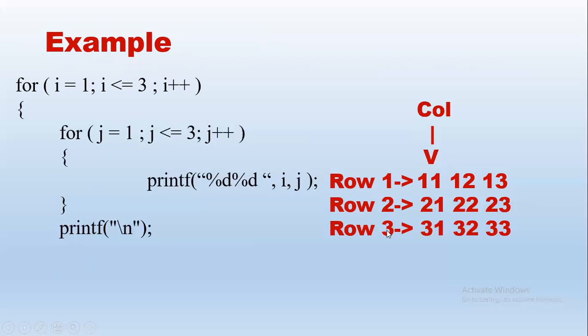So we have the outer for loop, which is variable i. i starts from 1 and ends at 3: 1, 2, 3. So this example will print the pattern in this format.